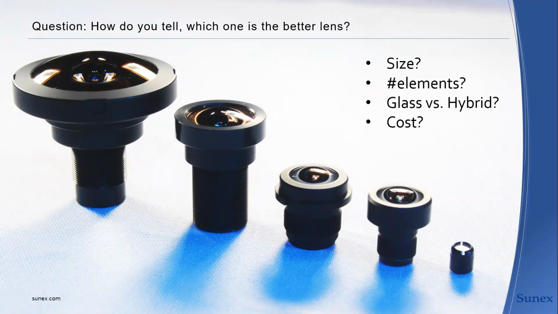Do you want to have a glass lens, or does your application maybe require a hybrid lens where we combine aspherical injection molded plastic elements with traditional spherical glass elements? Is it defined by cost? So what is really the factor that you would choose to say that is the best lens?